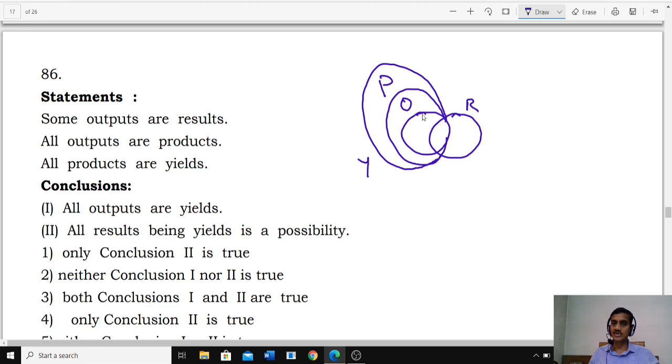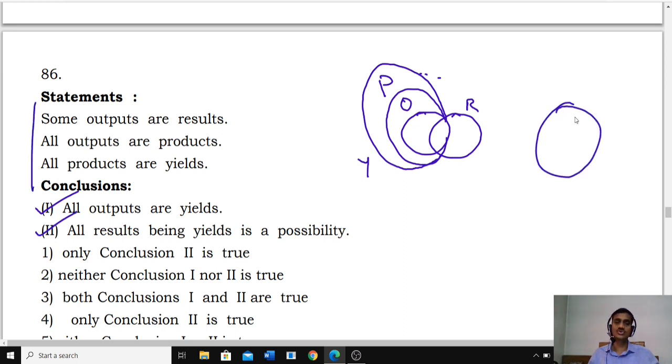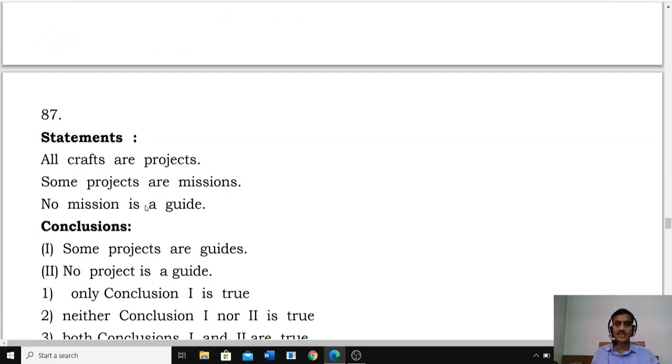Definitely true, because the output circle is inside the yield circle. And so all outputs are yield is true. All results are yields is a problem. Results and yields can be related, the result circle can be placed inside yield. Hence this is also true. All the statements are affirmative, so a single diagram is possible. Hence both the conclusions are true. That is choice 3, 86.